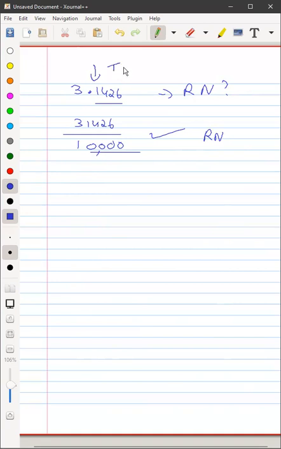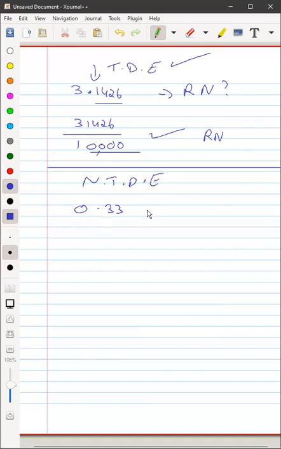Terminating. Right? So this was a terminating decimal expansion. Okay. What about now if we take a non-terminating decimal expansion? Let's say we have 0.33 dot dot dot, or 0.3 bar. How would I convert this into a rational number in the form of p by q?